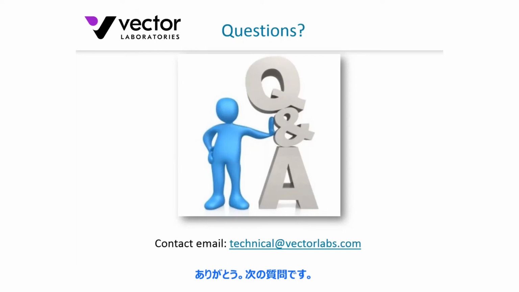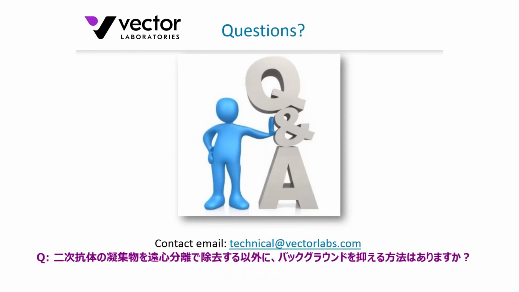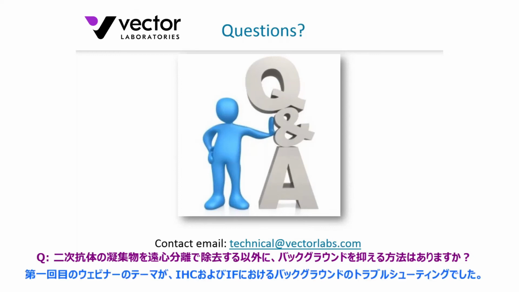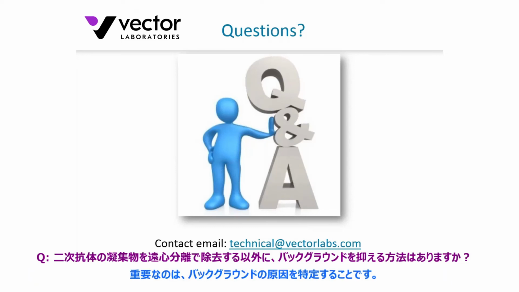The next question is, how do I minimize background aside from spinning the secondary antibody aggregates? Yeah, that's fair enough. So certainly our first webinar, I'll go back 6 weeks now, was addressing troubleshooting background in these applications, immunohistochemistry and immunofluorescence. And importantly, the key thing is to identify the source of the background, or indeed sources of background.